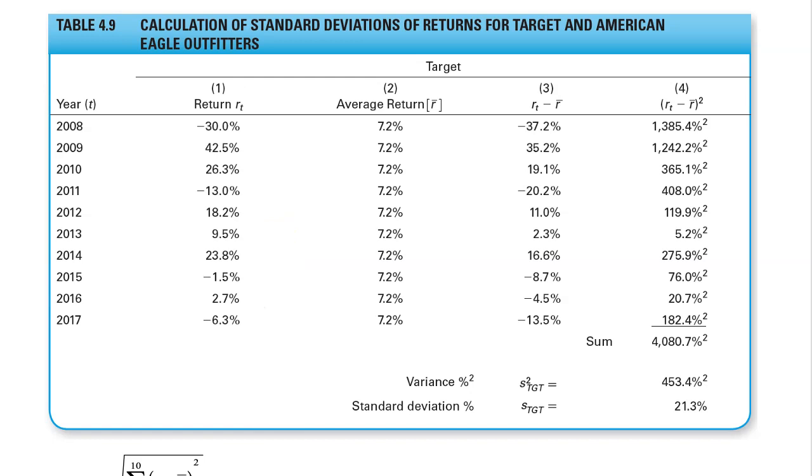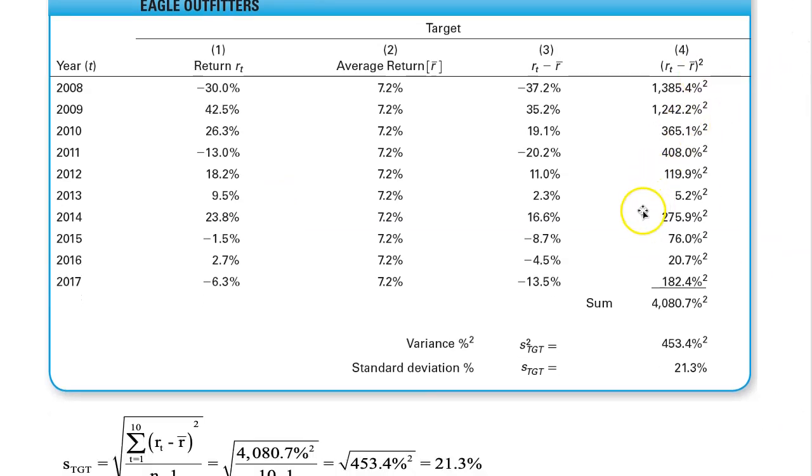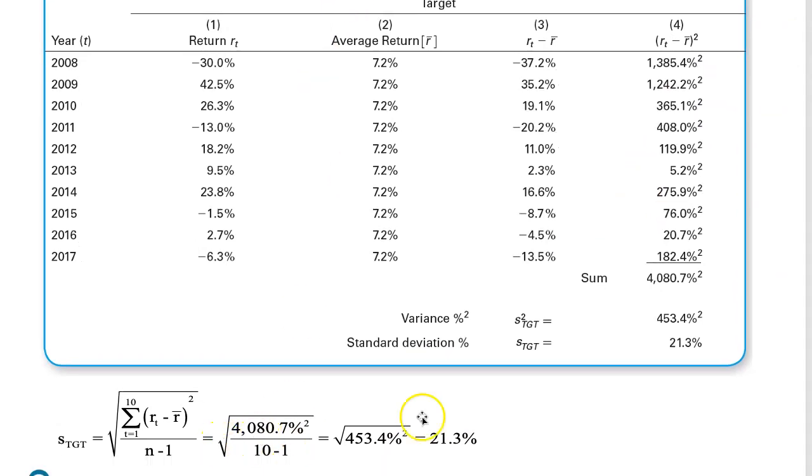I gotta move this up a little bit so you can see this. This is what I'm talking about down here. So we have the total sum of the squares divided by 10 minus 1, which is 10 permutations minus 1, or n minus 1, which is part of the standard deviation formula. Then we find the square root of that number, and we get 21.3%.